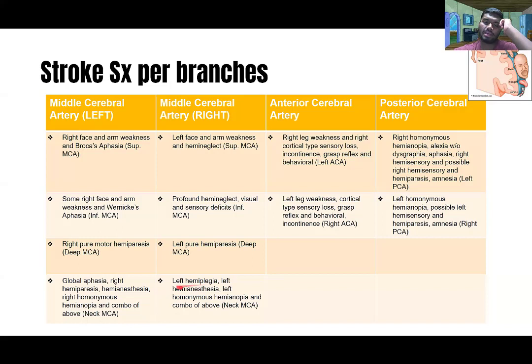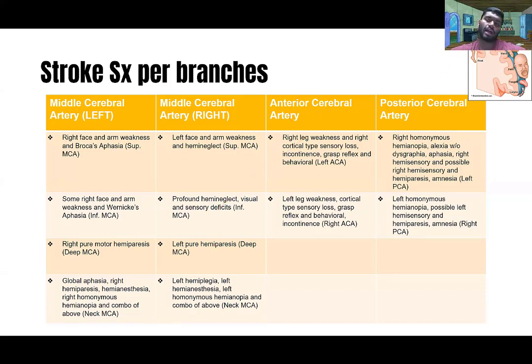You're going to have some left hemianesthesia, as I mentioned before, and you're going to have left homonymous hemianopia due to damage to the optic tracts when you have an infarct to that area on the contralateral side. And then "combo above." Again, I don't know why they said this, because all these symptoms are a combination of the above. But moving on to the ACA, the third column.